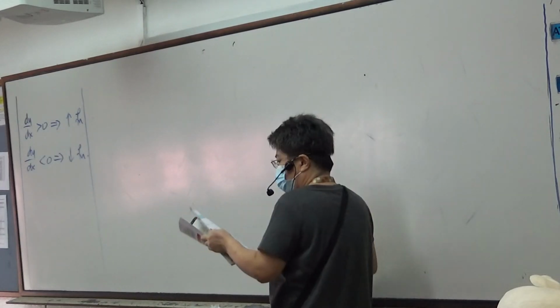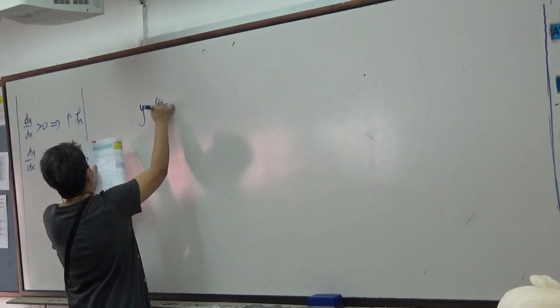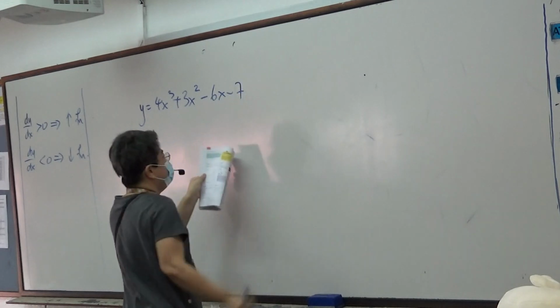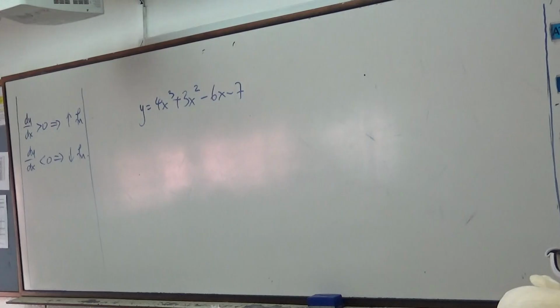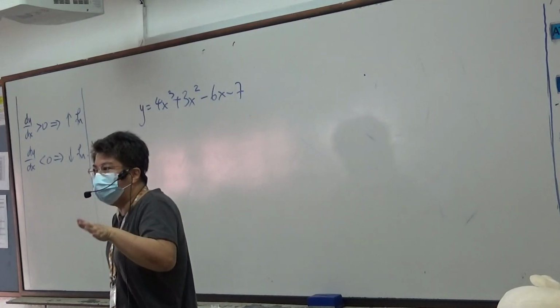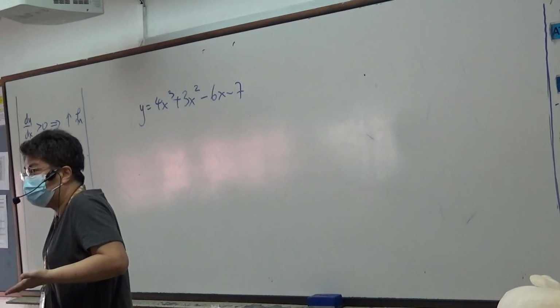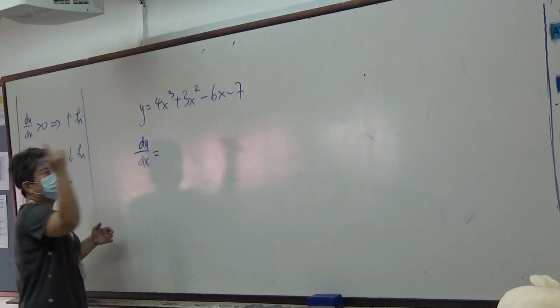Example 3. Given that y equals 4x cubed plus 3x squared minus 6x minus 7, find the range of values for x for which y is decreasing. Now, let me just warn you first. This question already says y is decreasing already. Am I correct? Okay, so first of all, what's dy/dx?